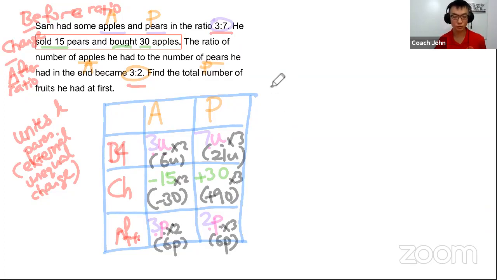Next, you want to write down the 2 equations. Let me use a heart shape. I love to use a heart shape. Look at all the hearts. Okay, so you have 6 hearts. So right now you want to write down the equations. You have 6u minus 30 equals to 6 parts. And the second equation is 21u plus 90 equals to 6 parts.